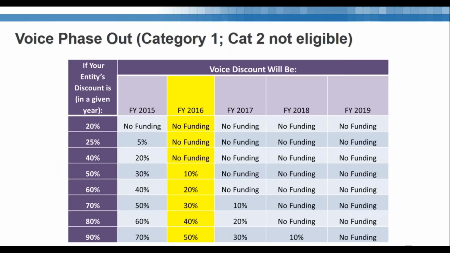Like I mentioned on the previous slide, they are phasing out support for voice, which is Category 1. For Category 2, voice is no longer eligible. So you can see here, based on your district's discount level and the year, when that voice discount will be completely eliminated. By 2019, they will no longer be supporting voice applications.